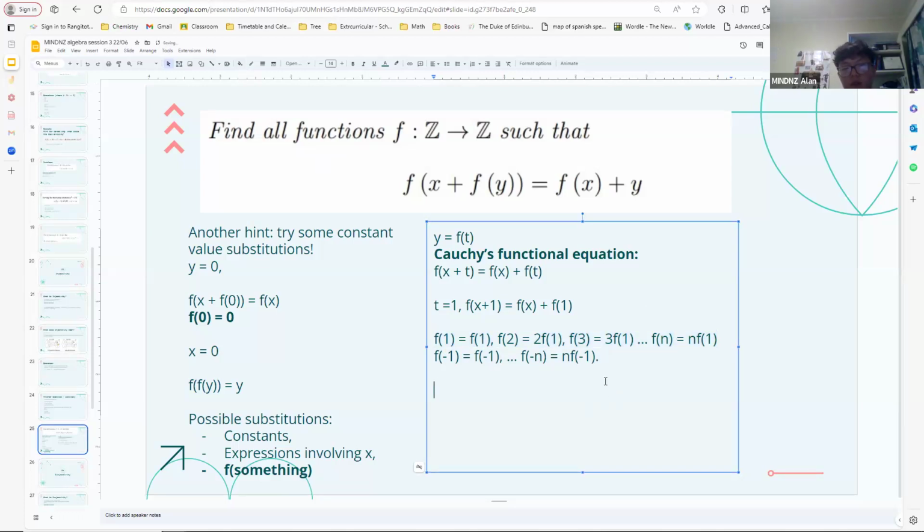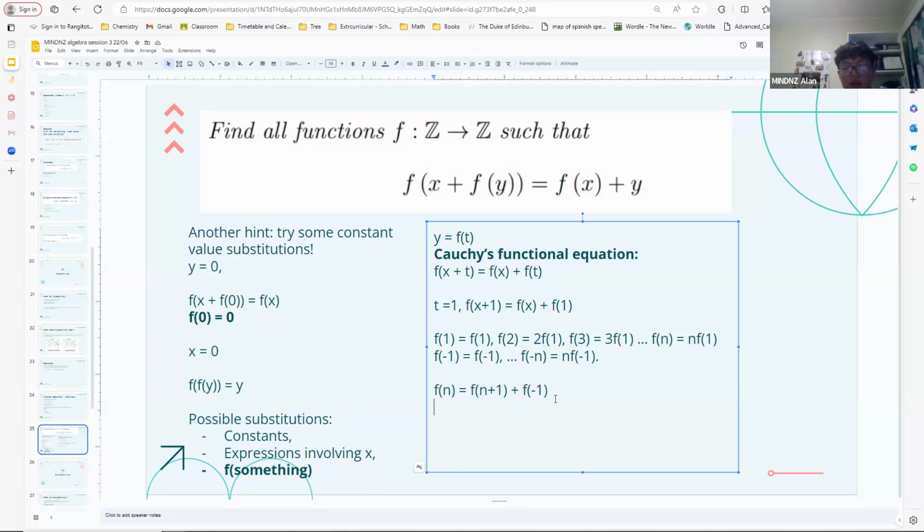But if we have f of n plus 1, how do we relate it to f of n? Sorry, if we have f of n, how do we relate it to f of n plus 1? It's f of n plus 1 plus f of -1, right? Because n plus 1 minus 1 is just n.